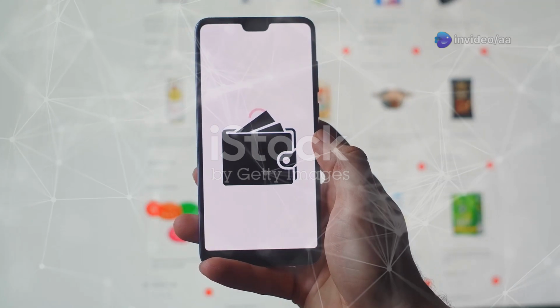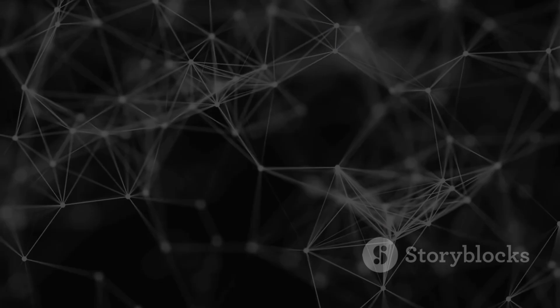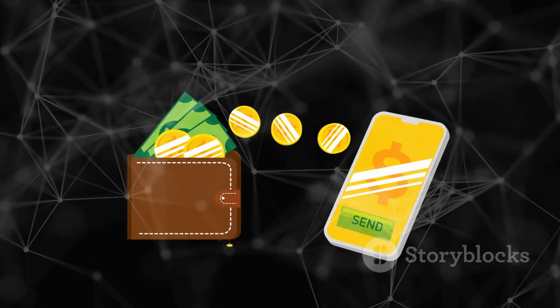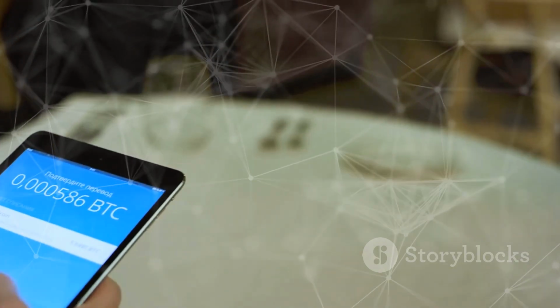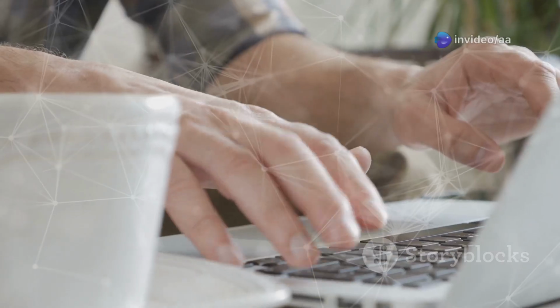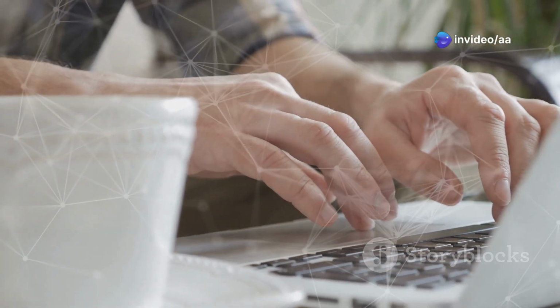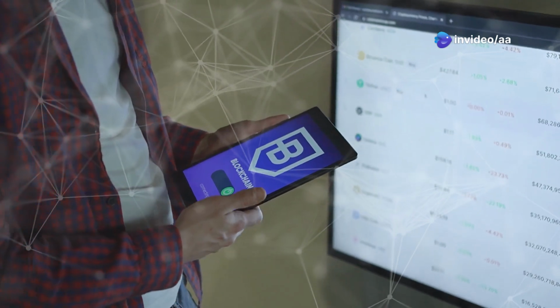A crypto airdrop is a distribution of cryptocurrency tokens. These tokens are sent to the wallet addresses of numerous recipients. Usually these tokens are given away free of charge. However, recipients might sometimes need to perform small tasks. The primary purpose is often promotional.